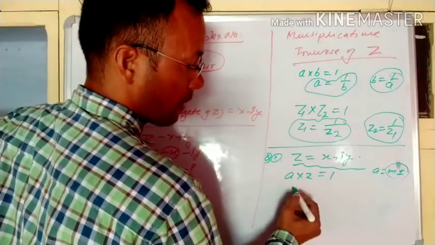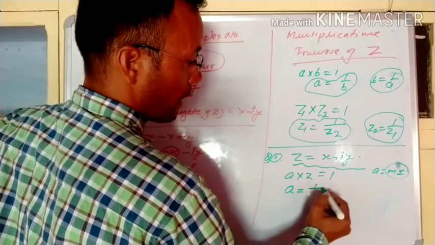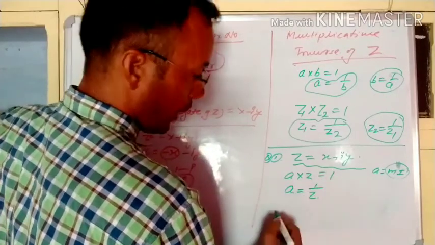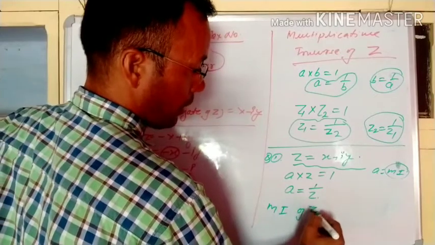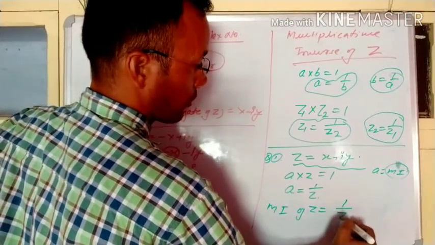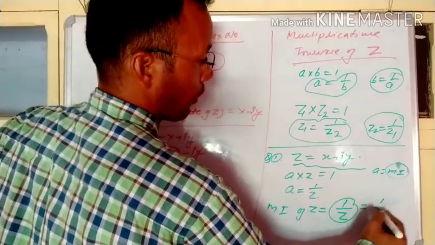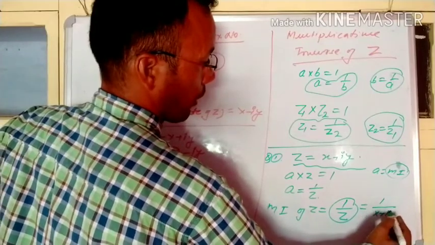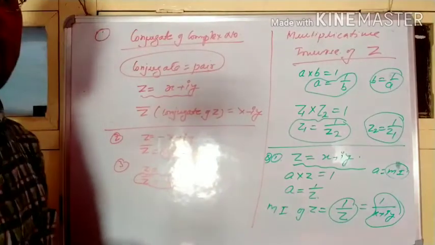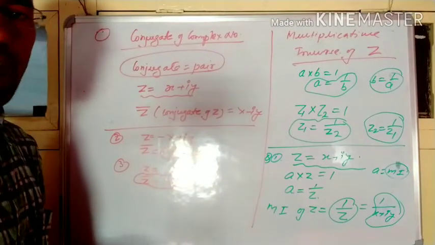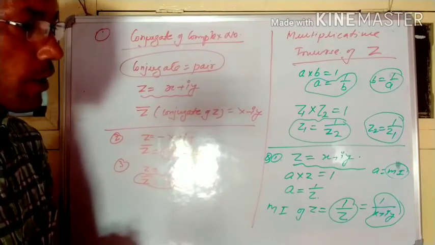Now A is this one. What is A? A is 1 upon Z. So that means the multiplicative inverse of Z is always equal to 1 upon Z, and this is equal to 1 upon x plus iota y. This is the multiplicative inverse of Z, right? This is called 1 upon x plus iota y.